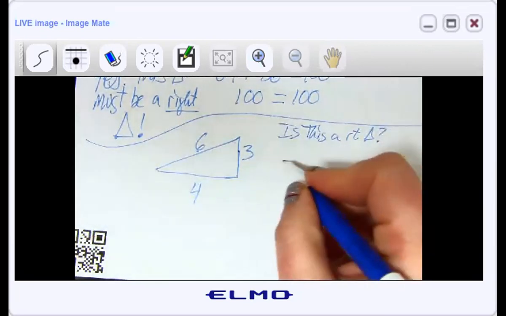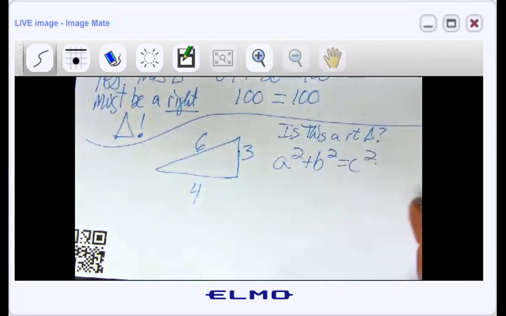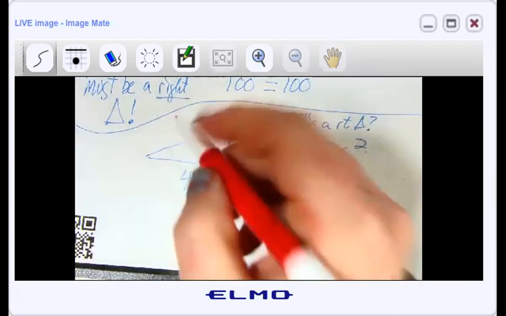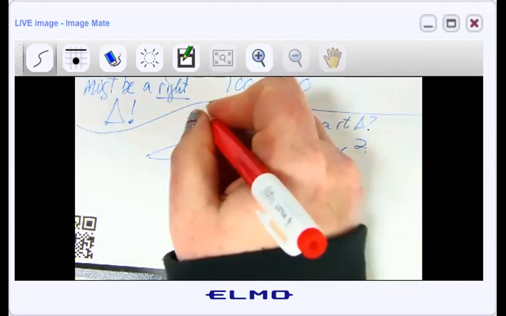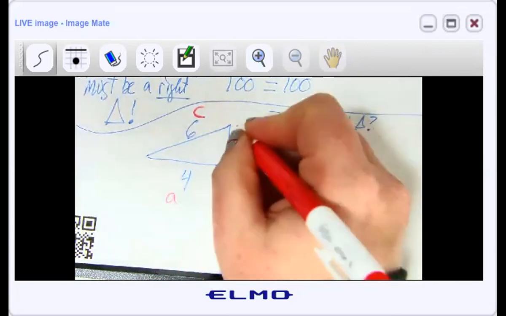I have to pop it in and see what I think. So again, you have to figure out who's going to be A, B, and C. The only one that really matters is C, and it's got to be the biggest one. So in this case, it's got to be 6. So 6 is going to go in for C, and then A and B don't really matter.